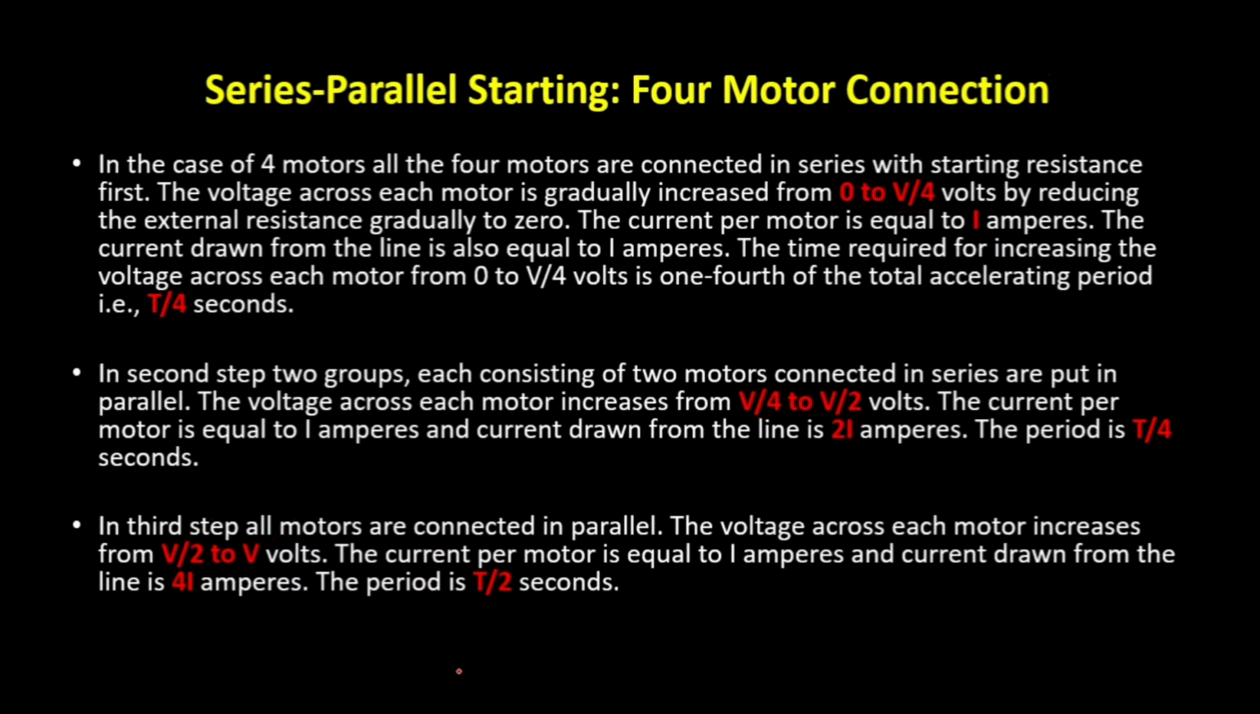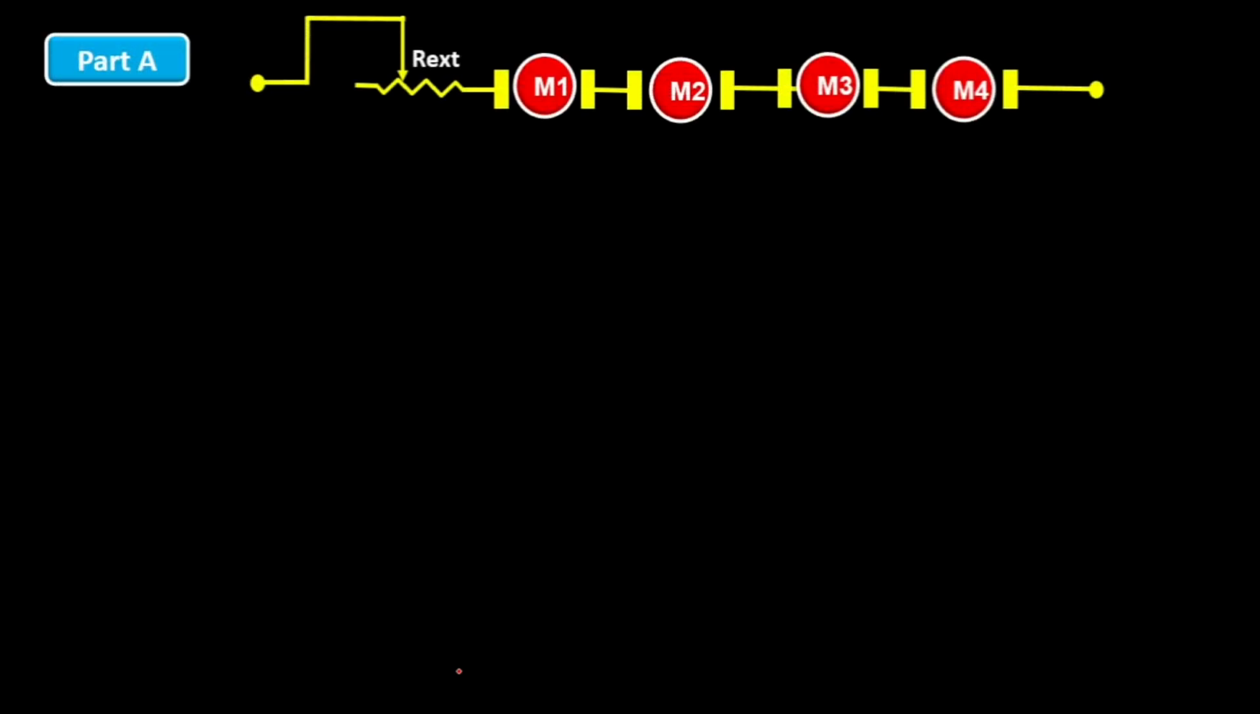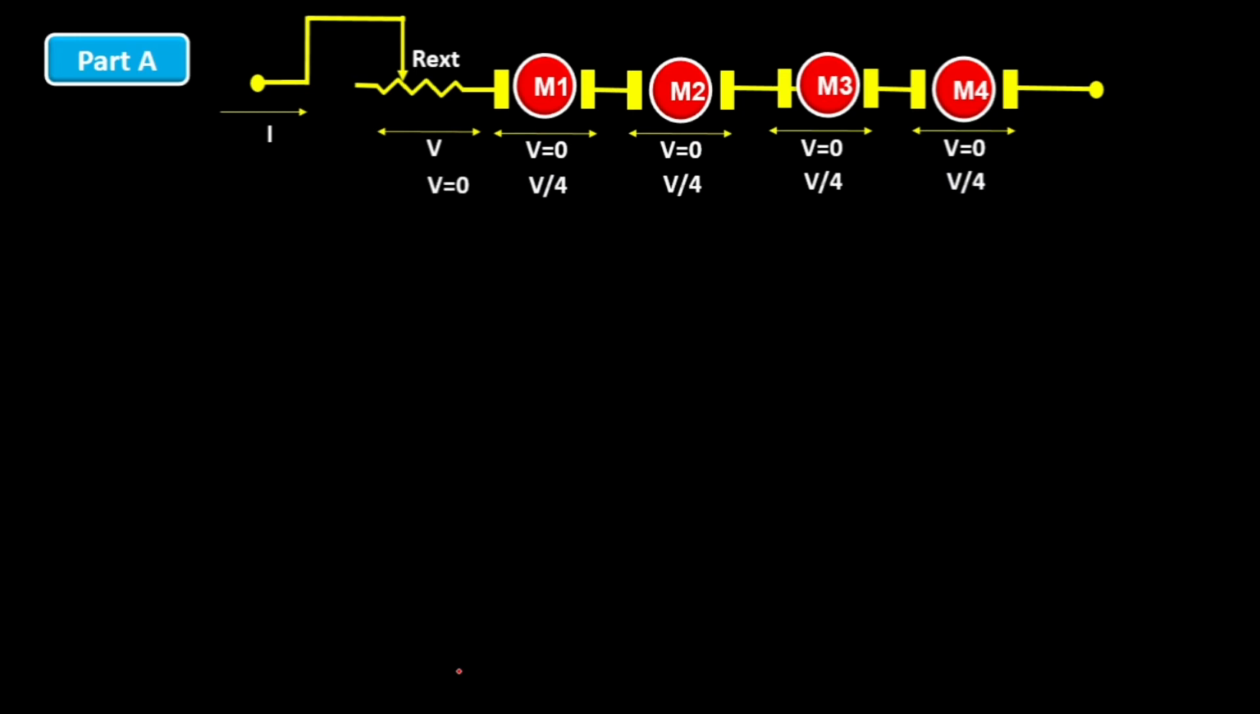Let us understand this with the help of the diagram. So here you have part A. In part A, all the four motors are connected in series. Here you find that the input current is I. The voltage initially across R external is V, and the voltage across all the motors is 0. Then this voltage increases to V by 4, and the voltage across the external resistance reduces to 0. And what about the voltage that is taken from the supply?